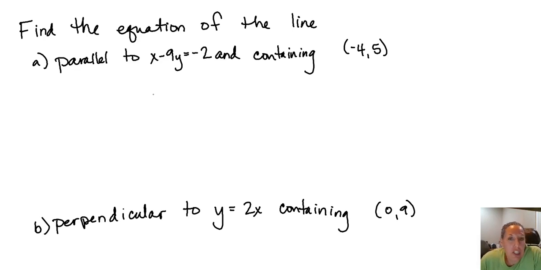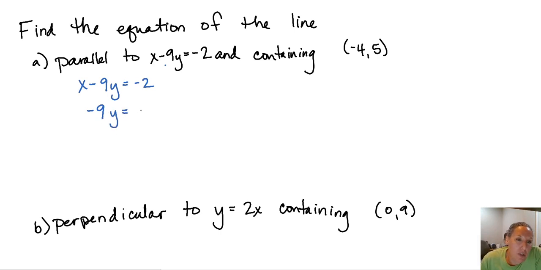Alright, the first thing we need to do is find the equation of this line we want to be parallel to, so we can figure out what the slope is for that line and the line that we're looking for. So we need to get this into slope-intercept form. So let's go ahead and solve this for y. So x minus 9y equals negative 2. We'll subtract x from both sides.